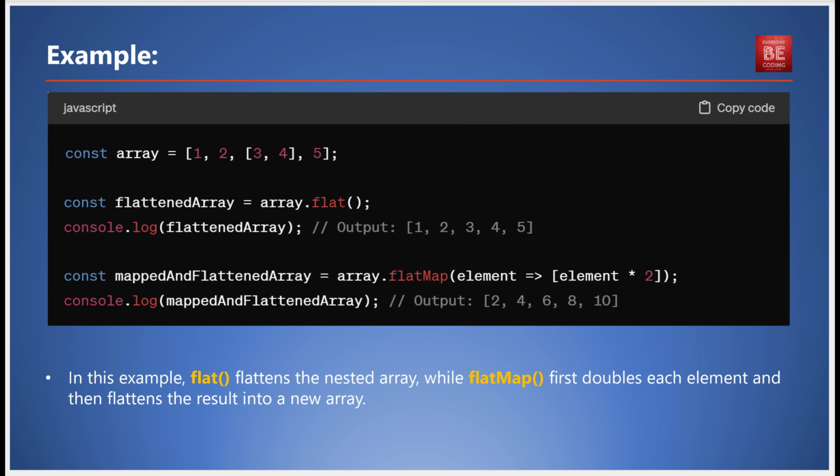Imagine we have an array, 1, 2, 5. If we apply the flat function to this array, it flattens the nested array, resulting in 1, 2, 3, 4, 5. However, if we apply the FlatMap function with a callback function that doubles each element, it first doubles each element and then flattens the result into a new array, resulting in 2, 4, 6, 8, 10. In a nutshell, the flat function flattens arrays up to a specified depth, while the FlatMap function maps each element and then flattens the result into a new array. Both functions have their own advantages and disadvantages, and their usage depends on the specific requirements of your JavaScript code.